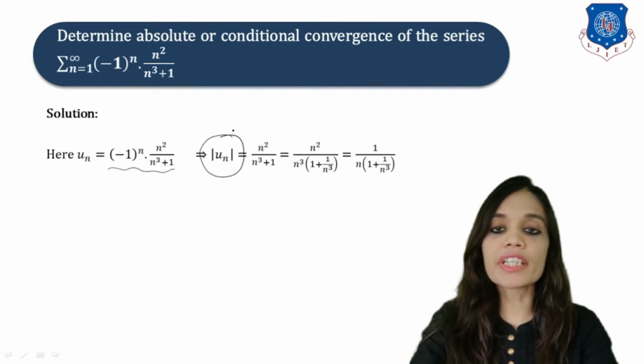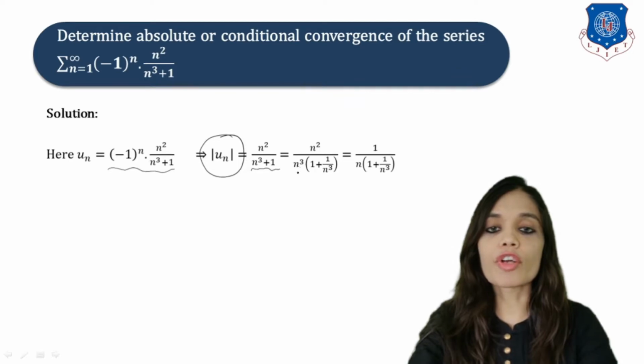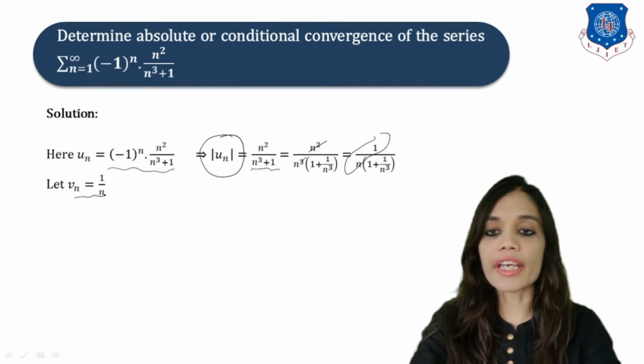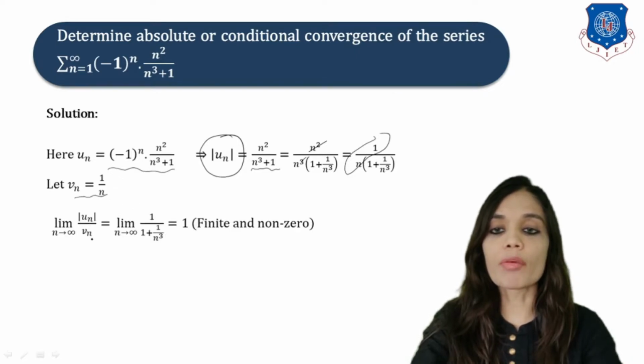Now we will apply the limit comparison test, right? So we will take n³ common from the denominator. So we will get n² upon n³ into (1 + 1/n³). Now this gets cancelled out. So what will remain? 1 upon n into (1 + 1/n³). Right? So we can assume our vn as 1 upon n. Okay. Now let us find the limit of |un| upon vn.